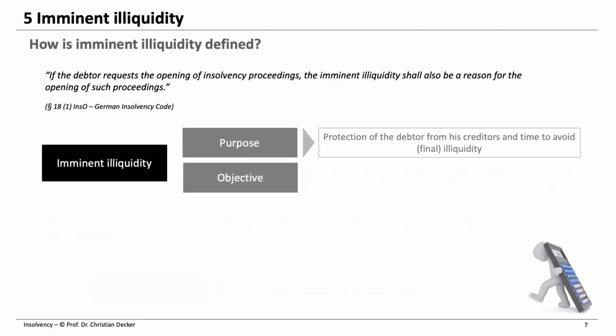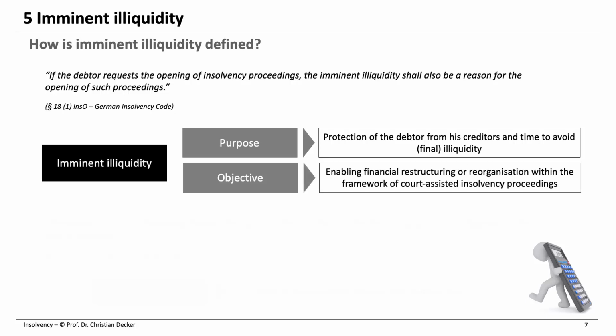The purpose is to protect the debtor from his creditors. He should be given time to avoid the final illiquidity. The objective is thus to enable financial restructuring or reorganization within the framework of court-assisted insolvency proceedings. This raises the question of how an imminent illiquidity, and thus the reason for opening insolvency proceedings, can be proven.